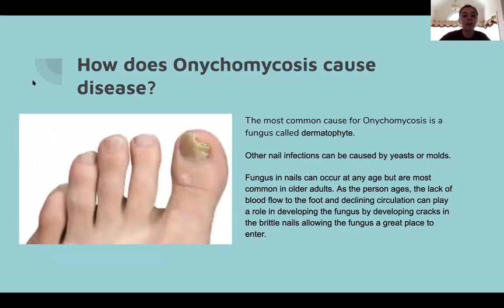So, how does onychomycosis cause disease? Like we said, it's caused most prevalently by a fungus called dermatophyte. There are other nail infections which can be caused by yeasts and molds, but those aren't onychomycosis. Onychomycosis is separate from those. And onychomycosis most often occurs in older adults, and that's because of the lack of blood flow and circulation to the foot and the nails, and the hands also, because it can be in either place, which can cause cracks and brittle nails, giving the fungus a great place. They love to just get in those cracks and start to harvest there.